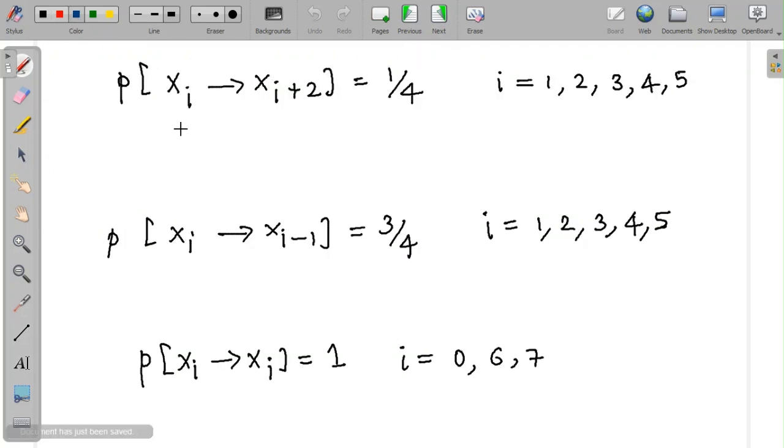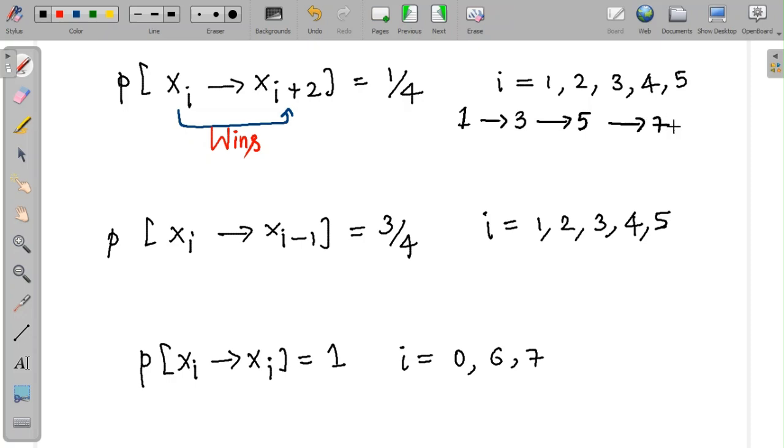The transition of the system from xi to xi plus 2 is when he wins. He wins 2 rupees at a time. This probability is given by 1 by 4 as given in the question. But this is applicable only for states 1, 2, 3, 4, and 5. Because if he has 1 rupee, he will win and reach 3 rupees. And with 3, he will reach 5 rupees. And with 5, he will reach 7 rupees. But having reached 7, he'll quit.